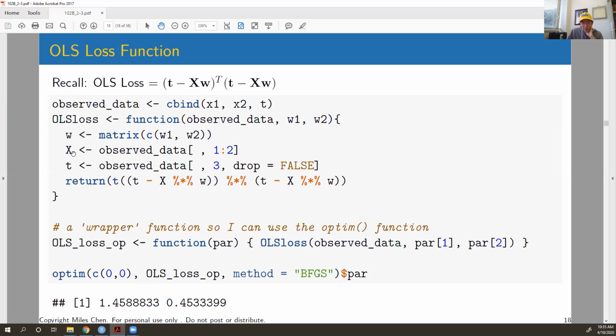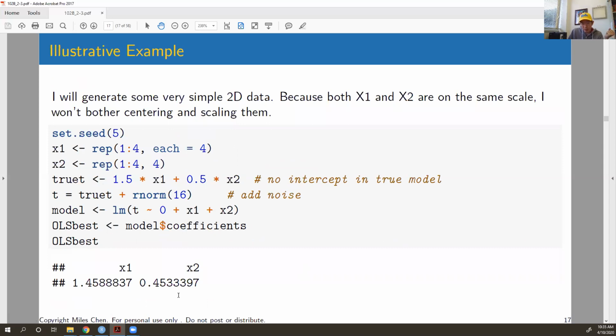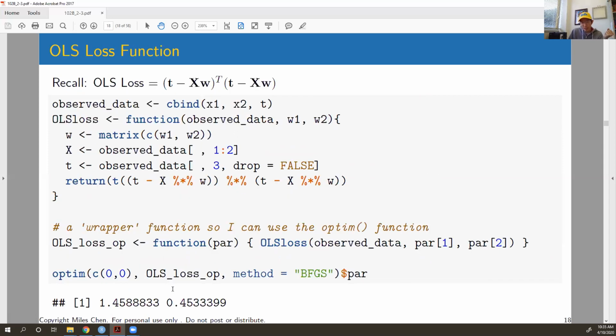Okay, and so anyway, here's our function that we're trying to minimize, our ordinary least squares loss. And then if I run that into optim, I can say just start at some arbitrary point 0, 0. The function that you're trying to minimize is this ordinary least squares function. And what are the values you get? Optim says the value that minimizes this ordinary least squares function is going to be 1.4588, 0.4533, which is pretty much exactly what we got here. It's off by a tiny bit, but that's just because optim will stop when it gets close enough, right?